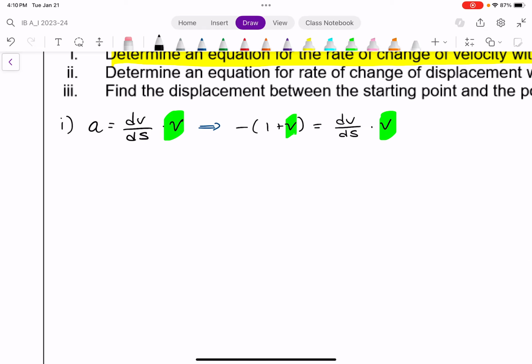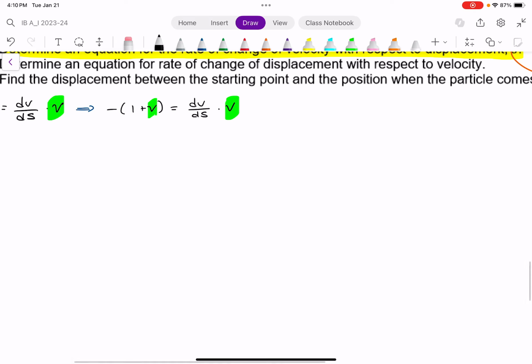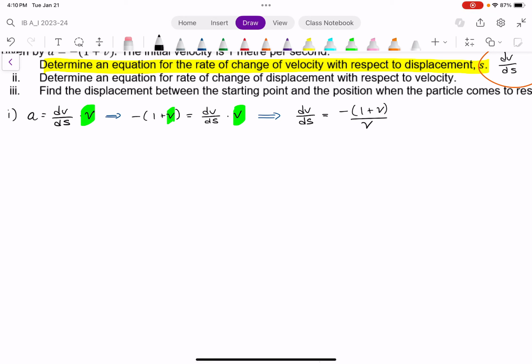Which means I can isolate dv/ds pretty quickly. Divide both sides by v, and I have the first part done. So I can see the derivative of velocity with respect to position must equal negative 1 plus v, divided by v. I could distribute the negative, but I won't. That's it. There's my first answer. That is the derivative of v with respect to s.